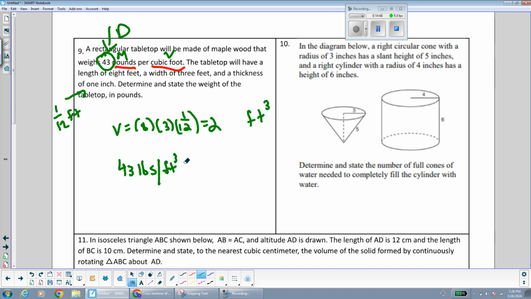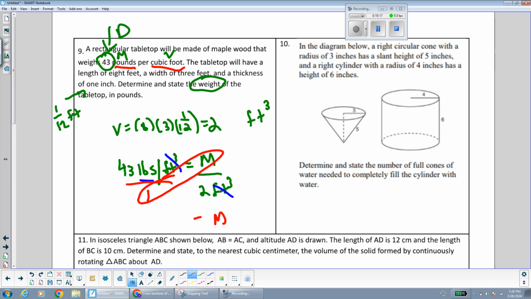And now I can go over to my density formula, D equals M over V, where M is what I'm looking for because I'm looking for the weight of the tabletop, over volume, which we found to be 2 cubic feet. The feet cancel out. So that means our mass is going to be in pounds, which makes sense because that is the mass unit. If it makes it easier, you can stick this over 1, so that way you can think of it as cross multiplication. M is equal to 86 pounds.